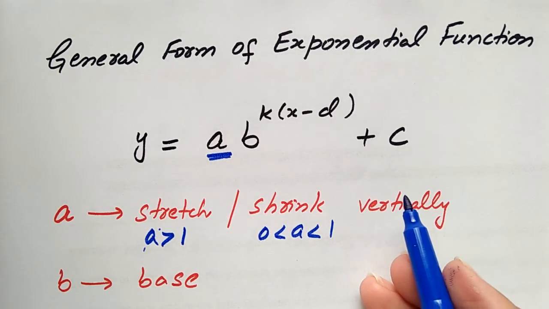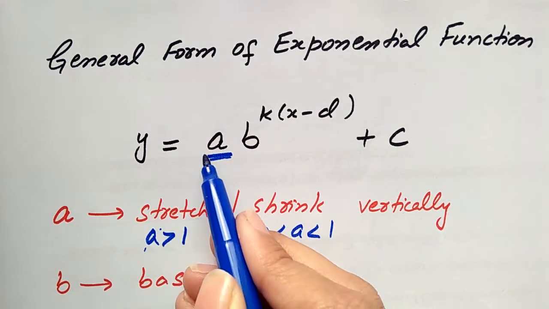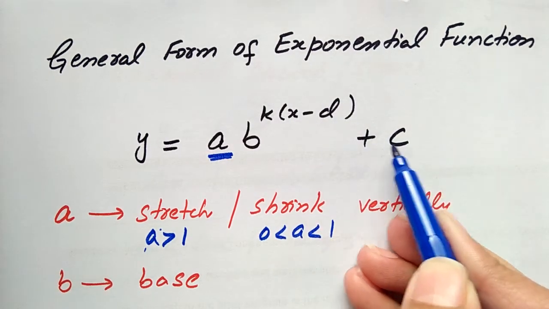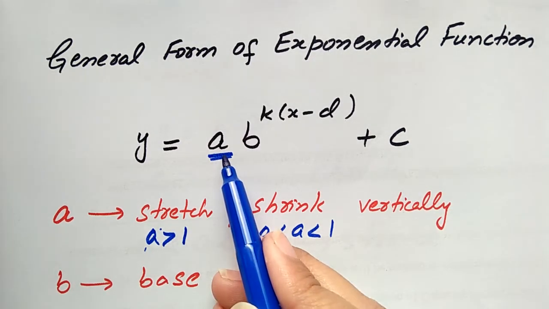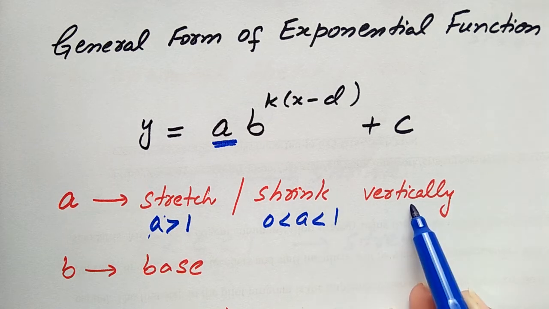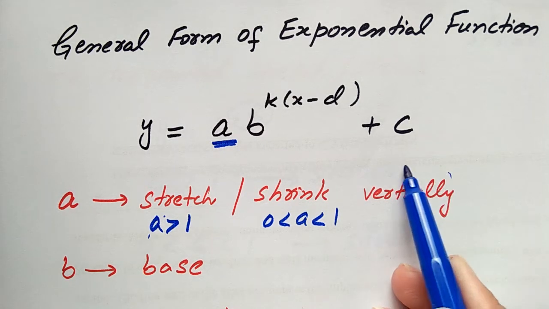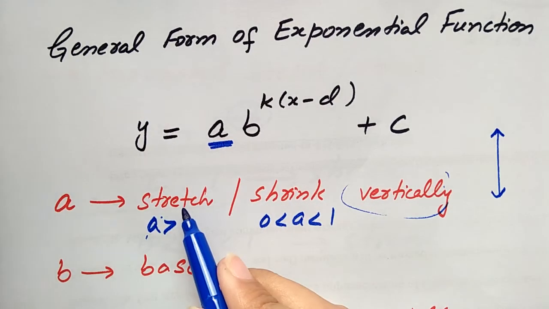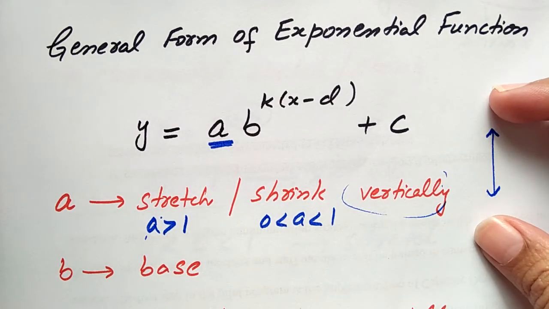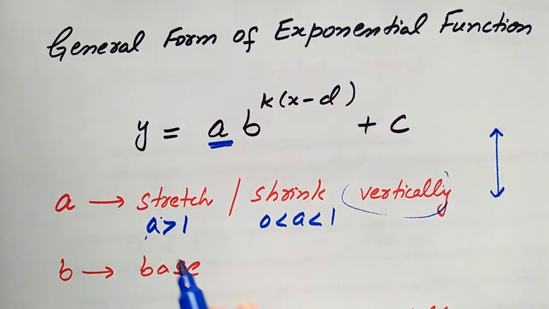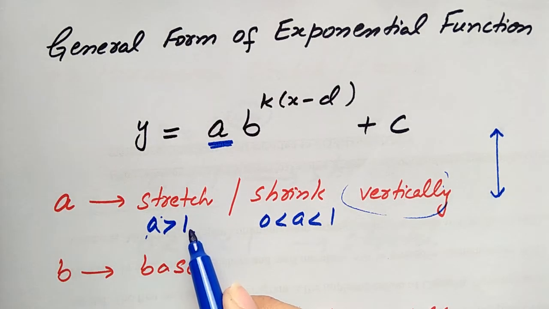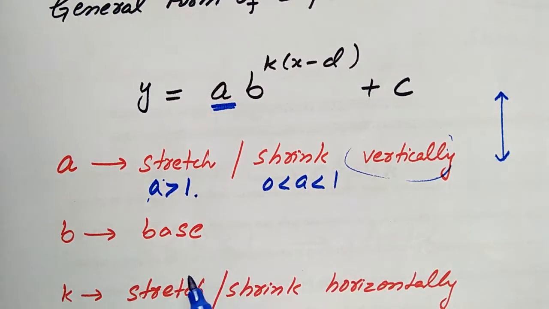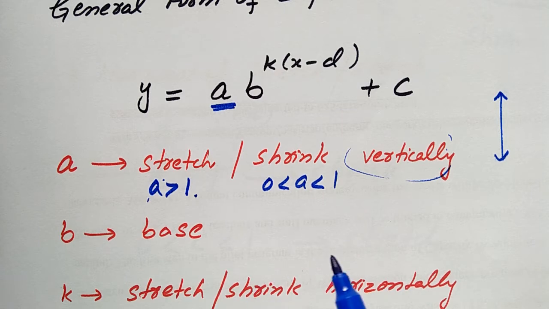Consider the general form of exponential function, that is y equals a times b raised to power k into (x minus d) plus c. This a represents the stretch or shrink vertically, in this direction. The graph will be stretched or shrunk in this direction, like this. If a is greater than 1, then my graph will be stretched, and if a is less than 1, then it will be shrunk. This b is the base, that can be any constant.